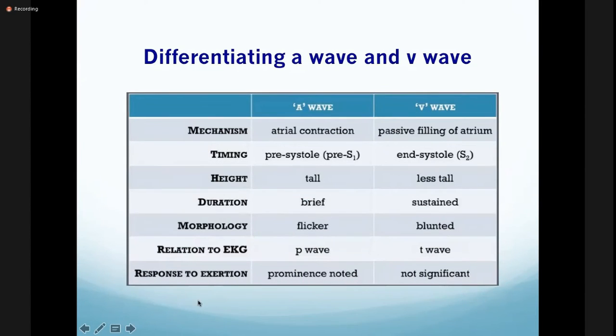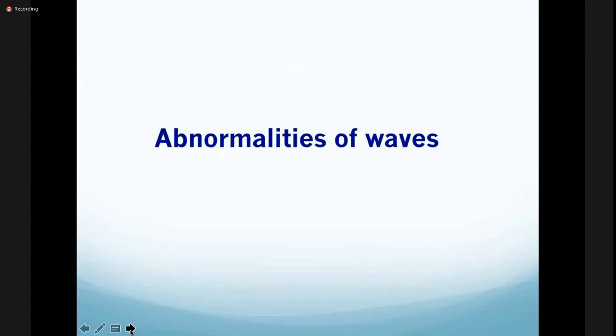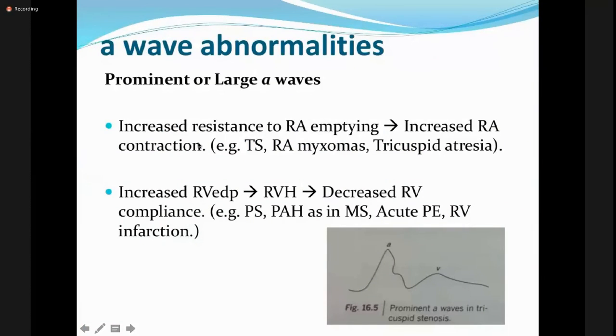I already discussed it. Now comes abnormalities. When you find a prominent A wave, when the atria contract against resistance, the atria need to contract vigorously. In that case, you find a large A wave.